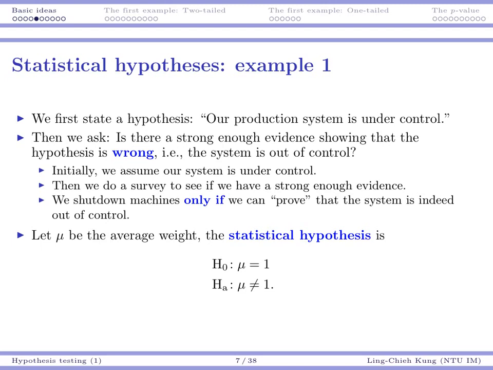In that case, we would support the statement in HA, that the process is out of control, and then do some inspections and so on. If, on the other hand, we do not get strong evidence, then we will still stay with our default hypothesis and keep doing the same thing. Okay, so that's the first part of the introduction.